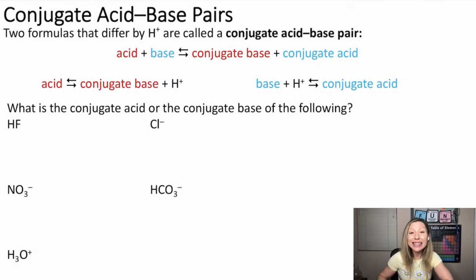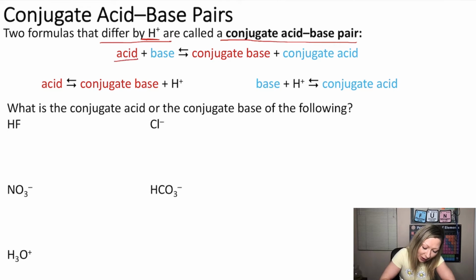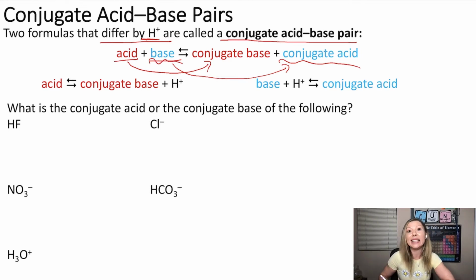Hello guys, let's talk more about acids and bases, specifically about conjugate acid-base pairs. When we have two formulas that differ only by a proton or H+ ion, those are going to be called conjugate acid-base pairs. When we have an acid-base reaction, the acid is going to form a conjugate base by losing an H+, and a base is going to form a conjugate acid by picking up that H+.